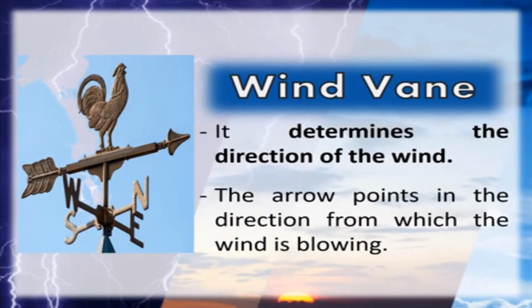This one is a wind vane. It determines the direction of the wind. That's why you can see there the directions north, south, east, and west. The arrow points in the direction from which the wind is blowing.